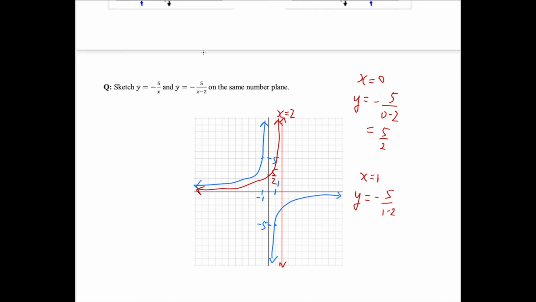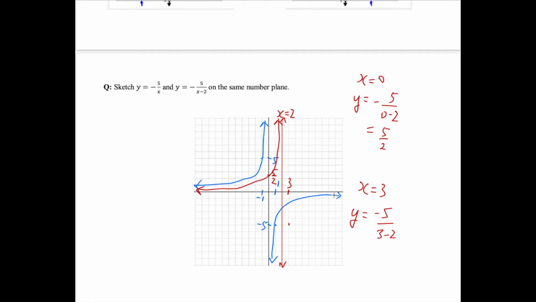Oh, sorry, we shouldn't have substituted that in. We need to substitute a point that's bigger than 2, okay? So when x is equal to, say, 3, because we need to substitute a value that's on the right side of the vertical asymptote, then we have y equals minus 5 over 3 minus 2, okay? And this gives you what? Gives you minus 5. When x equals 3, y is equal to minus 5.